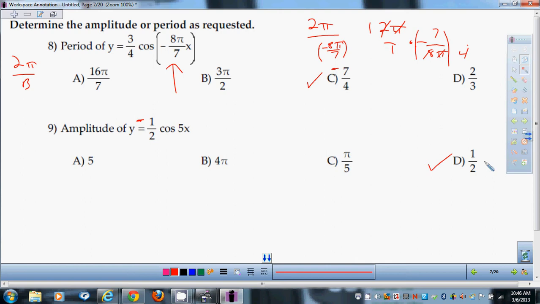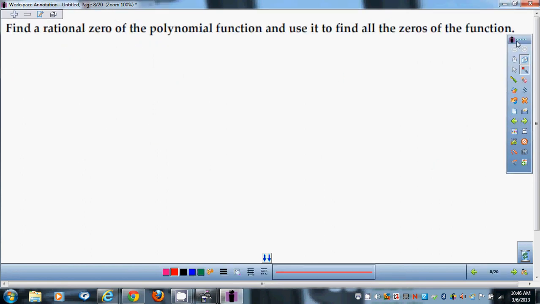Anybody need me to leave this up there for a moment? Okay. Find a rational zero of the polynomial function and use it to find all the zeros. So what's it going to give me? It's going to give you a function. What do you ask? What do you need to find, Diana?